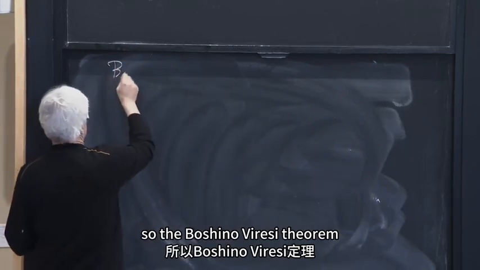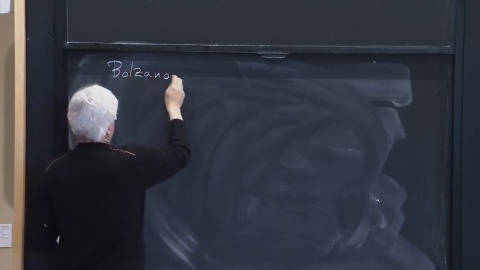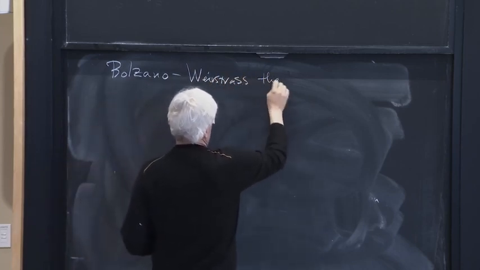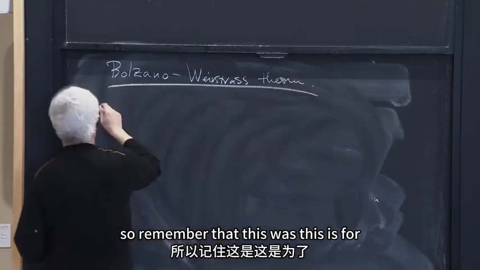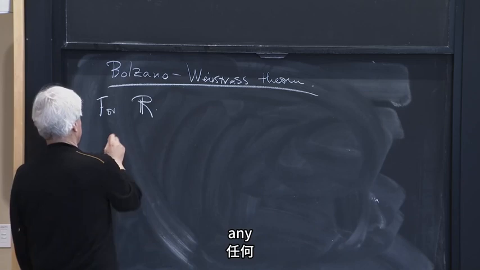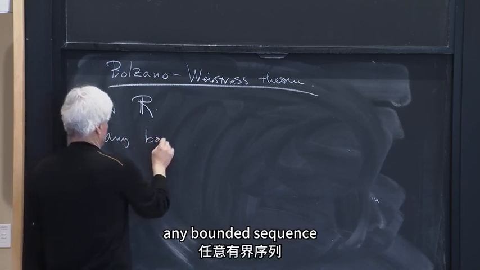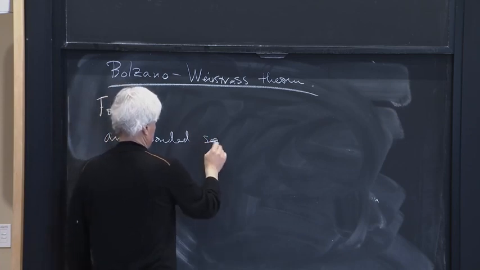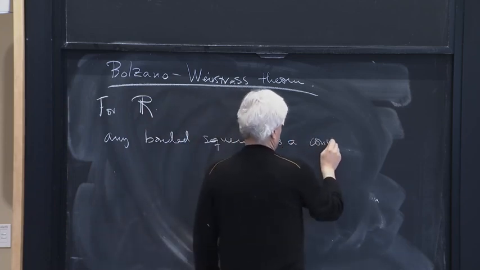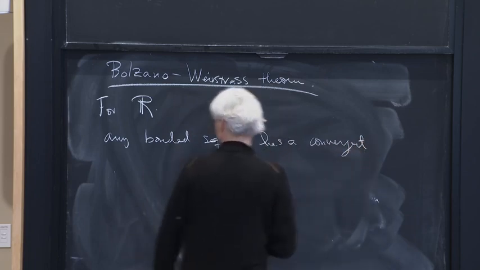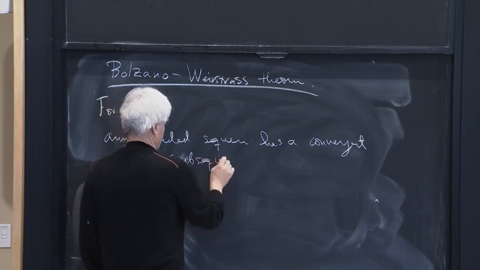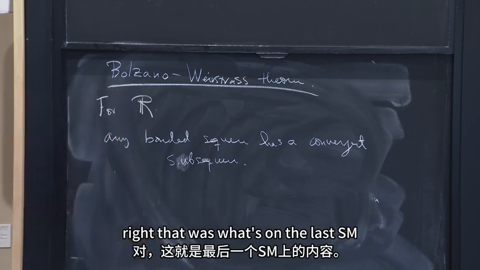So the Bolzano-Weierstrass theorem. Remember that this is for R, and it says that any bounded sequence has a convergent subsequence. That was the Bolzano-Weierstrass theorem.